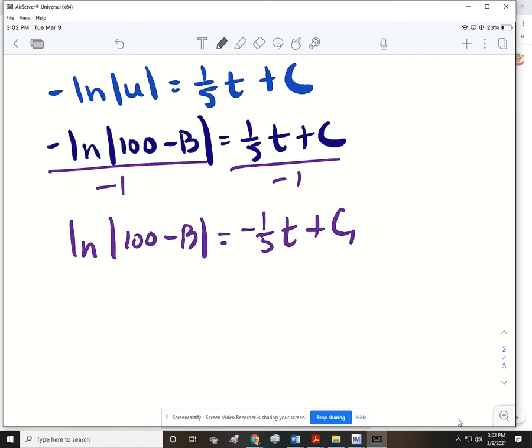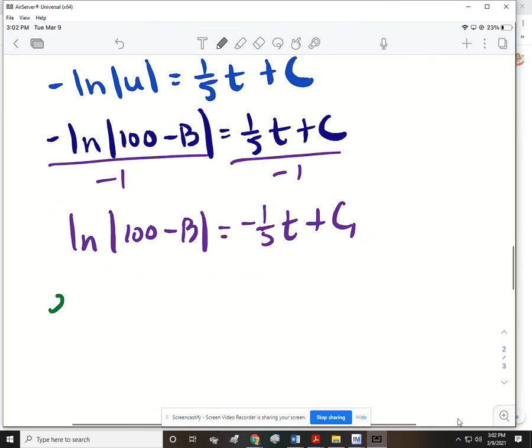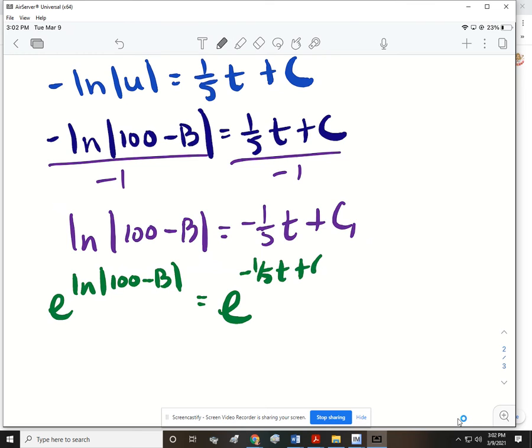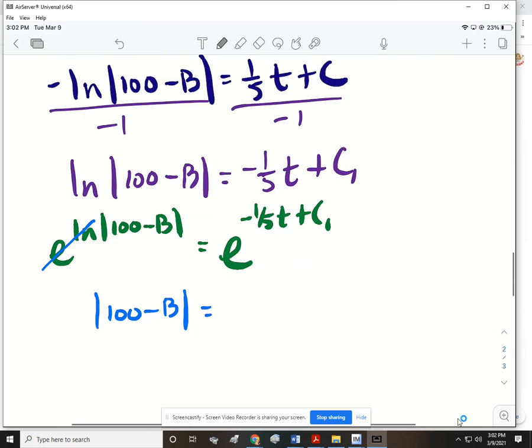It's a different constant. And then to get rid of a natural log, I'm going to exponentiate. Okay, and then that will drop off, and I'm left with the absolute value of 100 minus b is equal to, and then just like we did yesterday, I could break this apart as e to the negative 150 times e to the c sub 1, and then have that new c in the front.